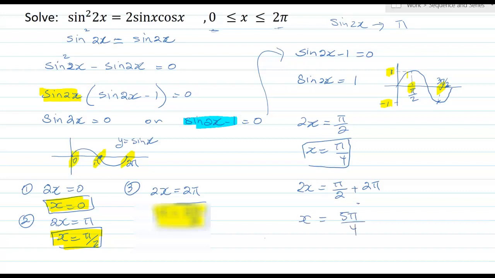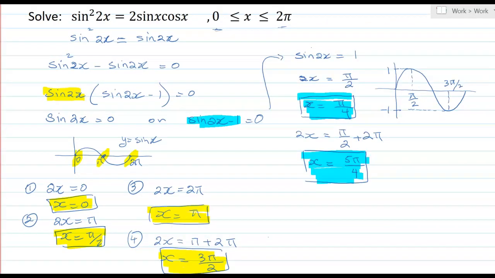Excellent. So how many solutions altogether do we have? At the end we have 6 solutions: 1, 2, 3, 4, 5, and 6.